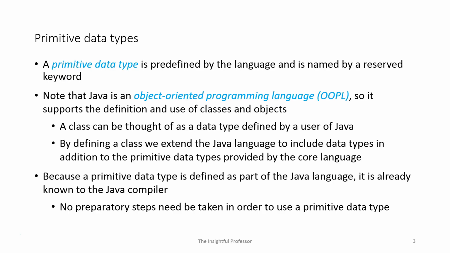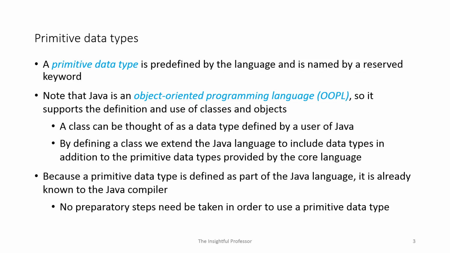Now, in Java, there are 8 primitive data types. These are data types that are understood by the Java programming language. We don't have to do anything to make Java aware of these data types. This is integrated within the core language.